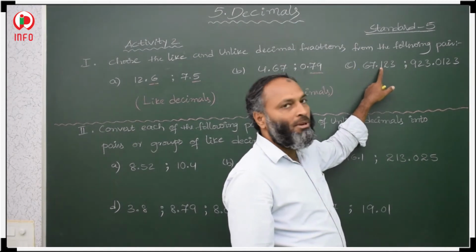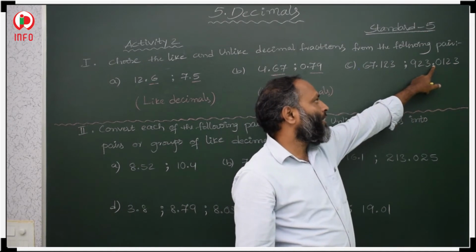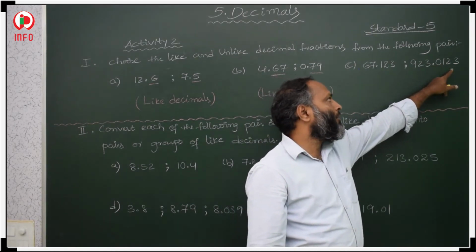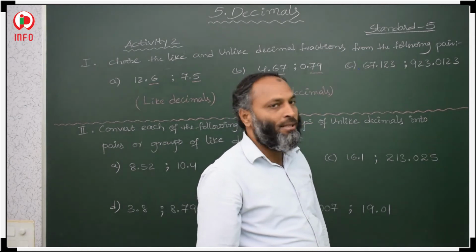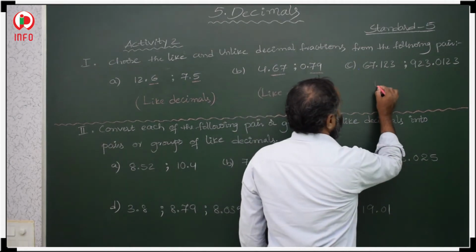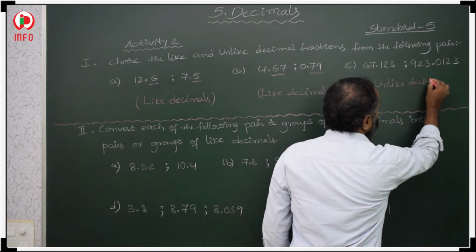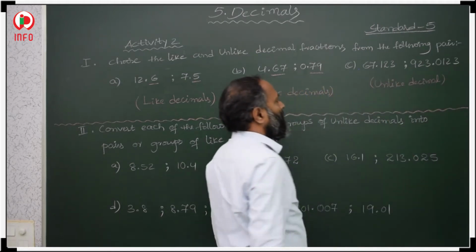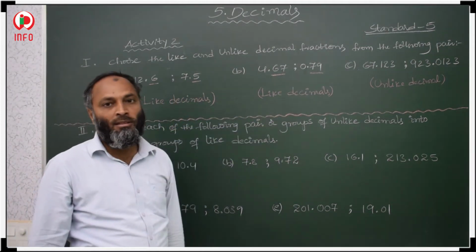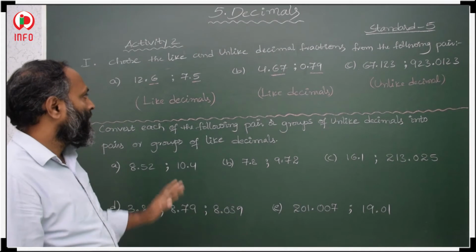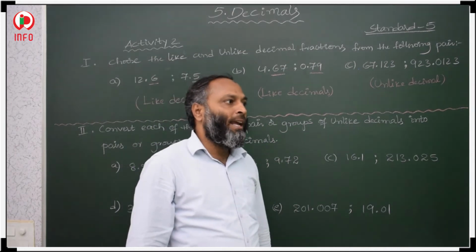In the third question, this is a decimal point. After the decimal point, how many decimal places are there? 1, 2, 3. Here the decimal point, and after the decimal, how many decimal places are there? 1, 2, 3, 4. Here 3 places are there, here 4 places are there. Unequal decimal places are there, so these are unlike decimals. In this way we decide which one is a like decimal and which one is an unlike decimal.